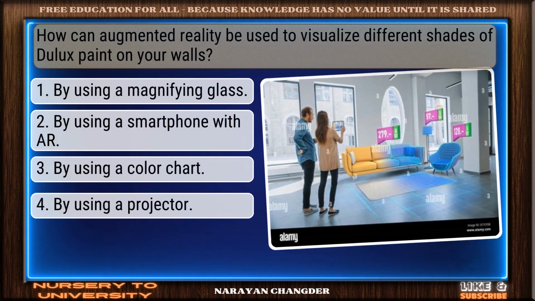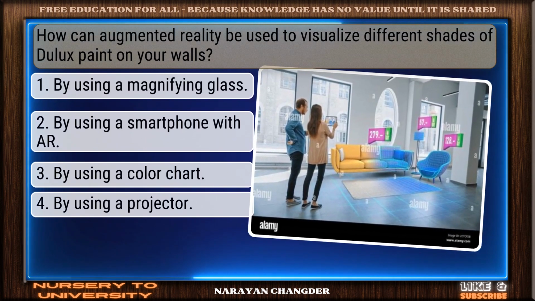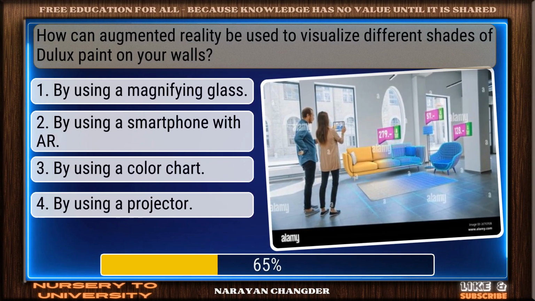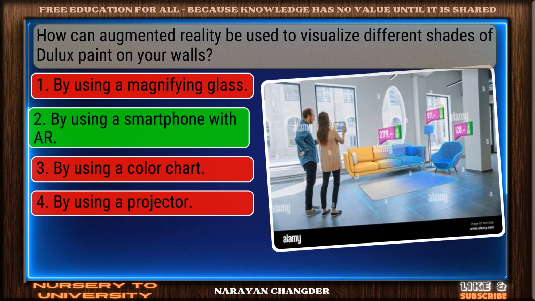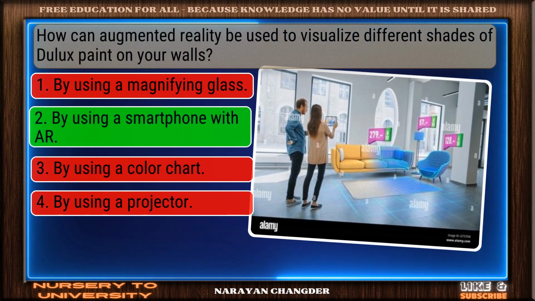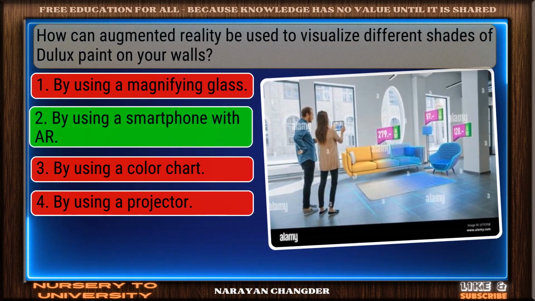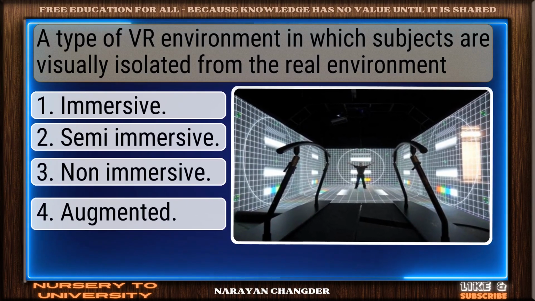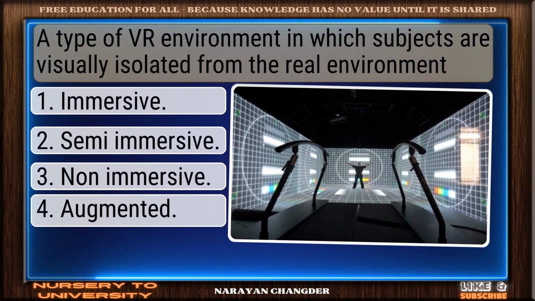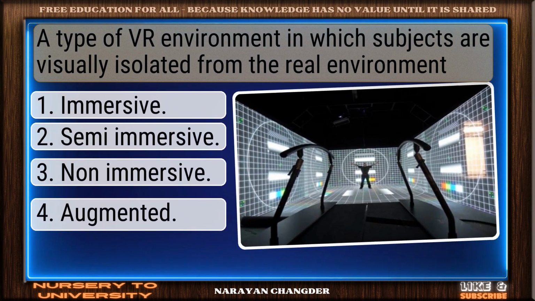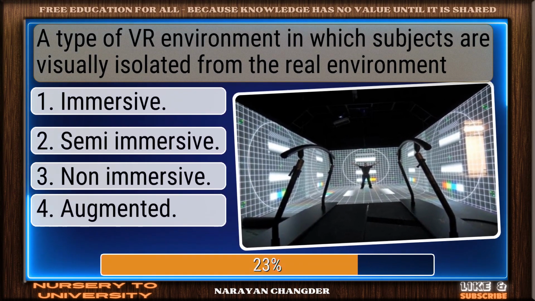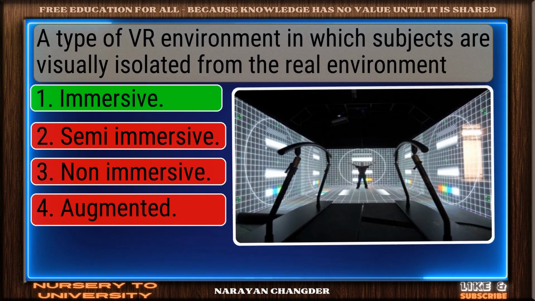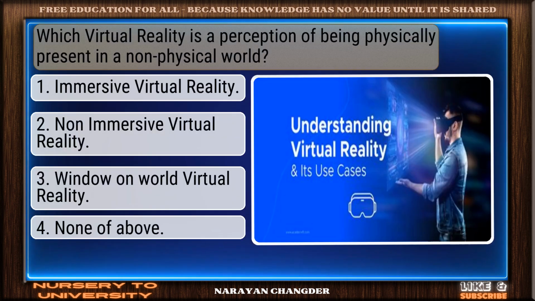Question number 3. How can augmented reality be used to visualize different shades of Dulux paint on your walls? Great job. By using a smartphone with AR is the accurate answer. Question number 4. A type of VR environment in which subjects are visually isolated from the real environment. Immersive is a brilliant choice.